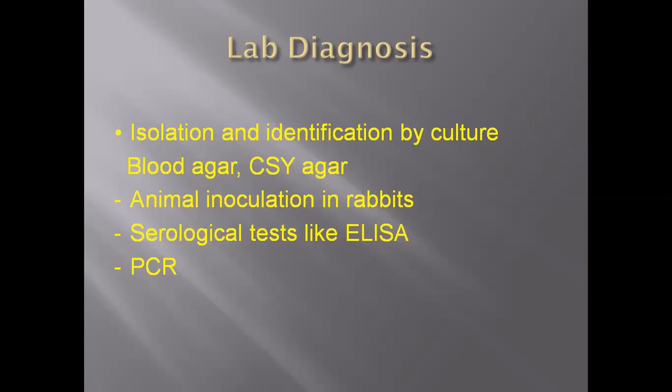We can also use CSY broth. This is mostly used to grow the bacteria for production of the vaccine, because when you culture this bacteria on this media, CSY broth or CSY agar, there will be a good development of capsule.